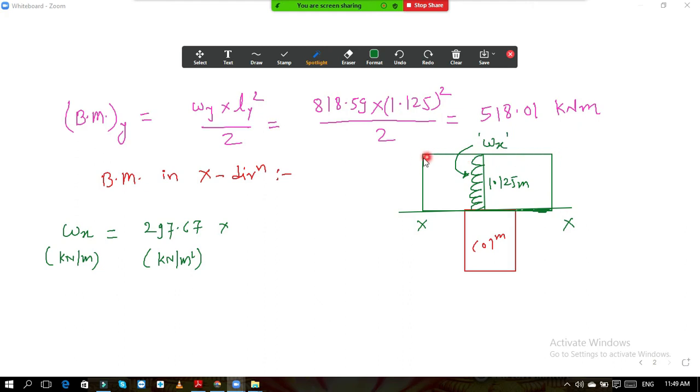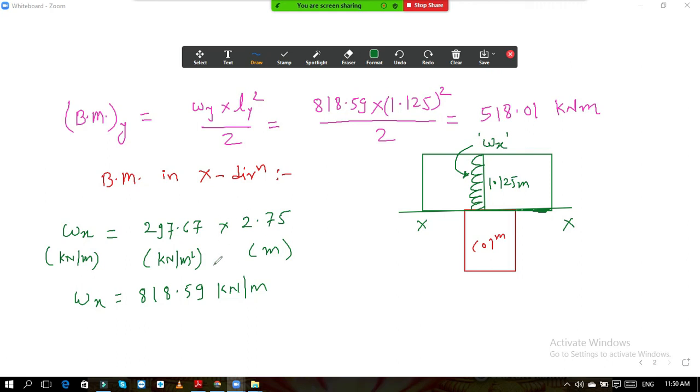So it is 2.75. So multiply this by 2.75. So this is in meter. So you will get the intensity of the UDL. So how much is the intensity of the UDL? 297.67 into 2.75 is again 818.59 kilonewton per meter. This is a square footing, that is why the intensity is constant. In case of a rectangular footing, you may get a different intensity.